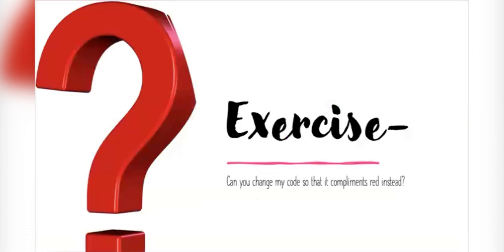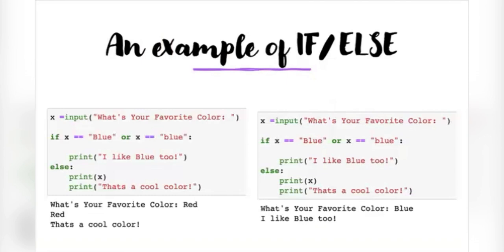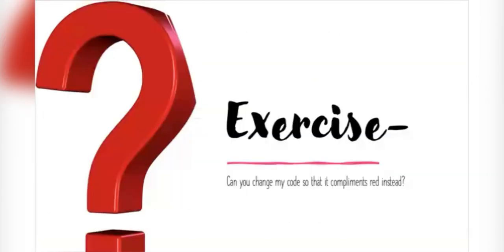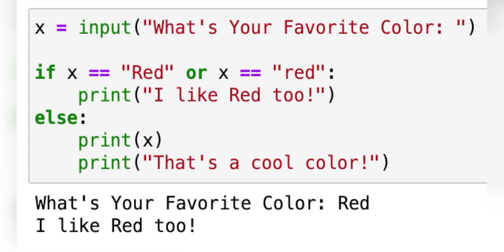So here's an exercise. Can you modify the code from the last slide and try to make it print, instead of printing I like blue too, print I like red too when the user inputs red? Remember, pause the video if you don't want to see the solution immediately. All right, now here's the solution.